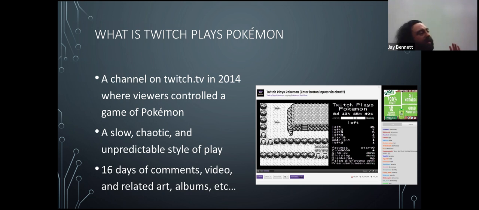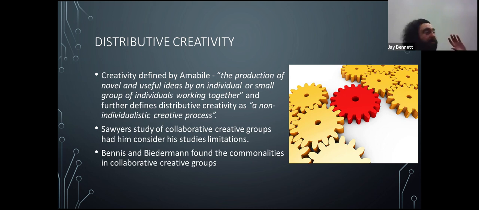So we do run into a bit of a problem, which is what is distributive creativity. Now, if you read my thesis, there's 15,000 words on this. So I've really condensed it. But basically, Amabile provided a definition of creativity as the production of novel and useful ideas by an individual or small group of individuals working together. Now, useful is a broad term in this sense. It's not necessarily useful to society in a broad sense. It's useful in the sense of how do we play a Pokemon game when we can't actually decide what we're doing? How do we navigate that? What do we need to avoid?